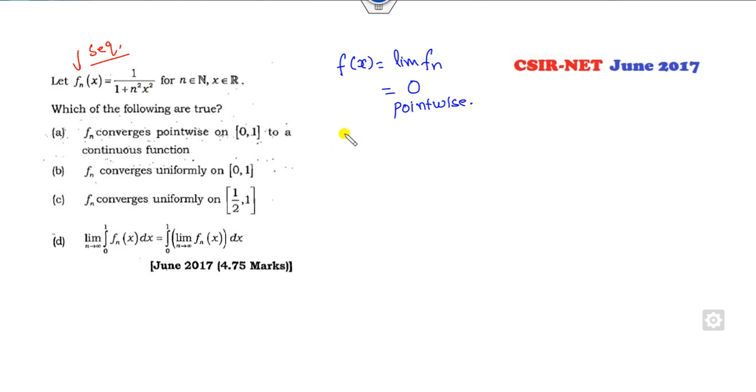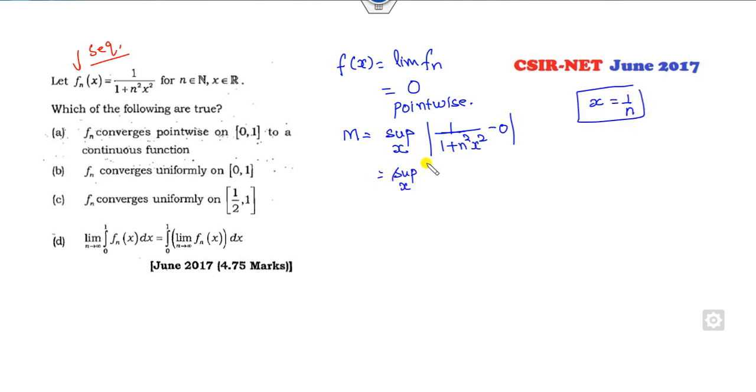Fine. Then for uniform convergence, we have to take the supremum of x squared minus 0 over this domain. Take the denominator as 0. We can easily get the value of x as 1 by n. If I substitute here, this value will be 1 over 2, which does not go to 0. It means it is not uniformly convergent on x belongs to R.